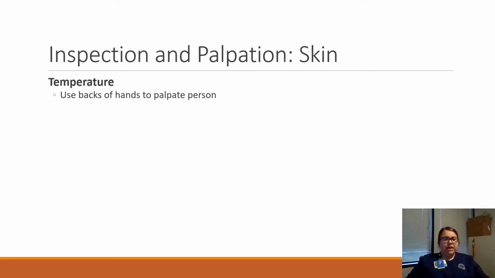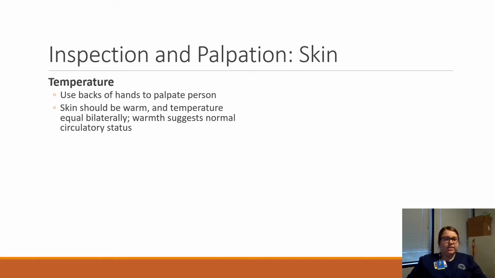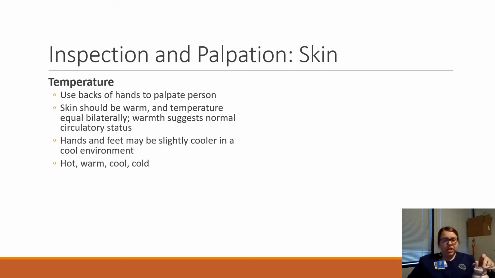So again, use the back side of your hands, the dorsal side. The skin should be warm. Temperature should be bilaterally equal. Warm suggests normal circulation status. Hands and feet might be colder, okay, especially in a cooler environment. Now here's some options to choose from on how you would document your client's temperature. It would be hot, warm, cool, or cold.